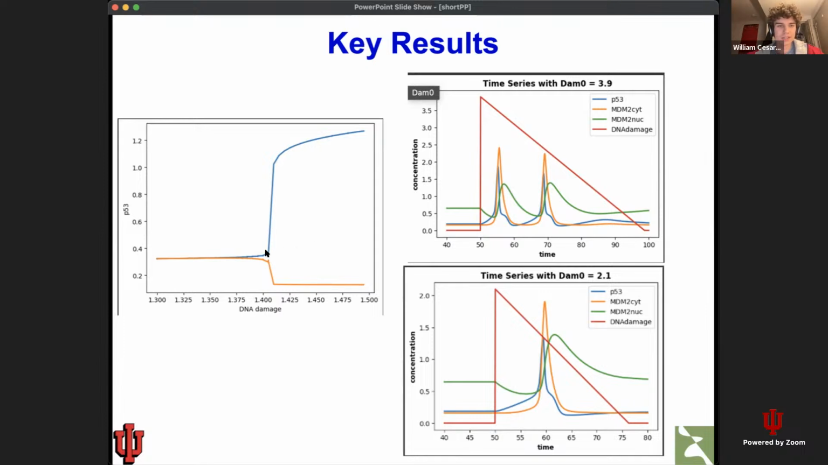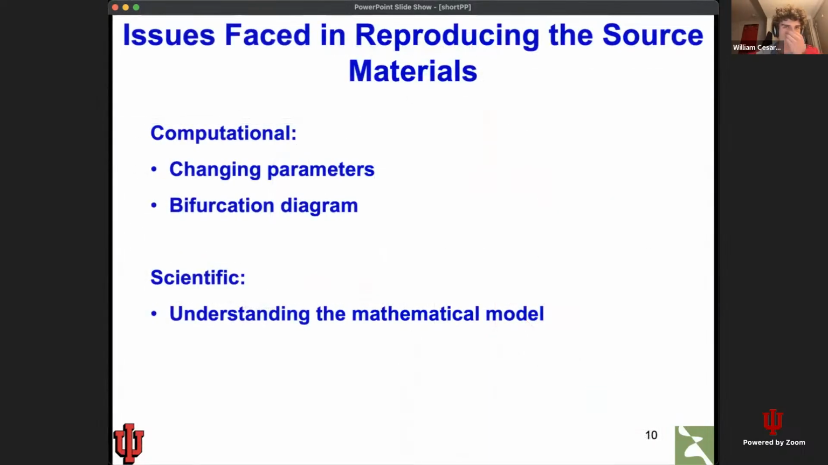level of DNA damage to hit this 1.4 spot, right? DNA damage is decreasing, and once it hits this 1.4, everything comes back to steady state. Hopefully that is clear. So those were sort of my main takeaways.